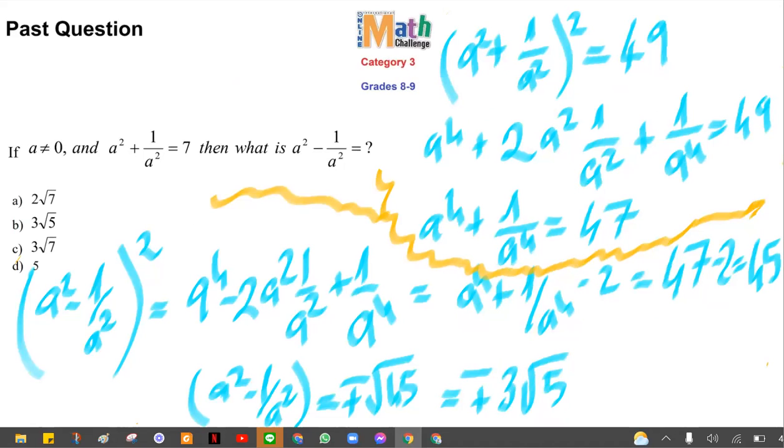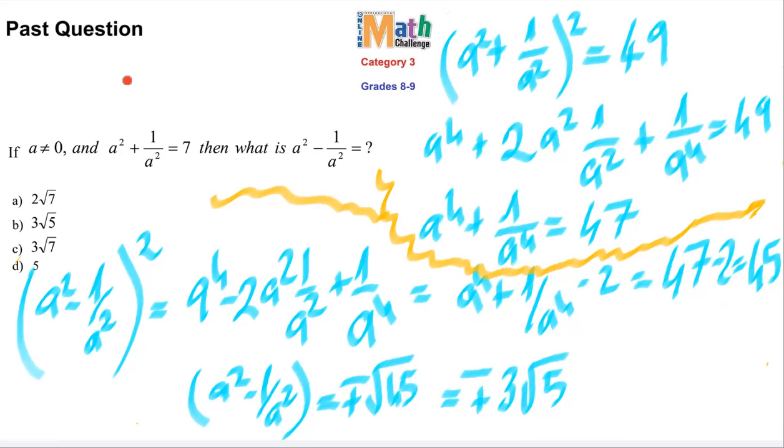Question number 3 from category 3. a is not equal to 0, because if a is 0, this will be undefined. So actually we don't need this while solving, but it should be given to make the question true. So now this is given. The question asks, what is this value?